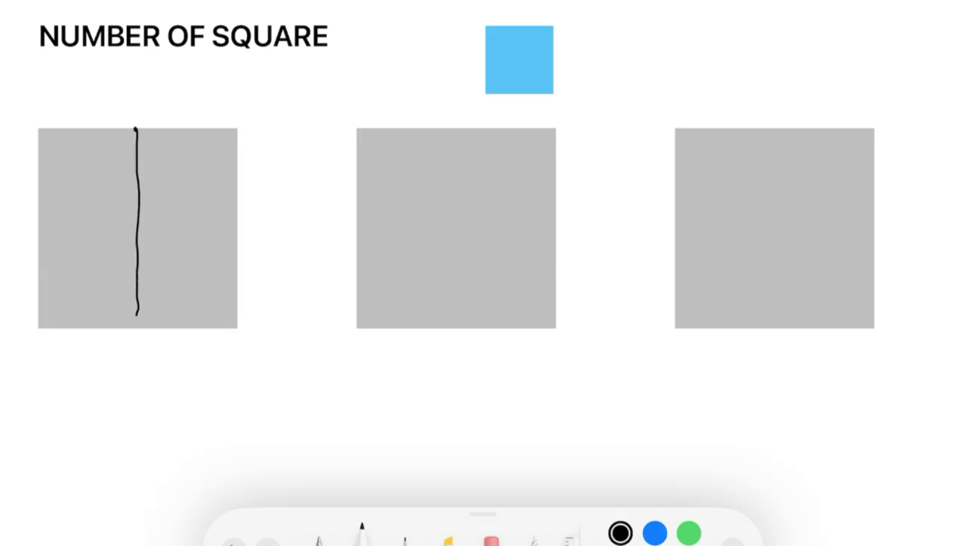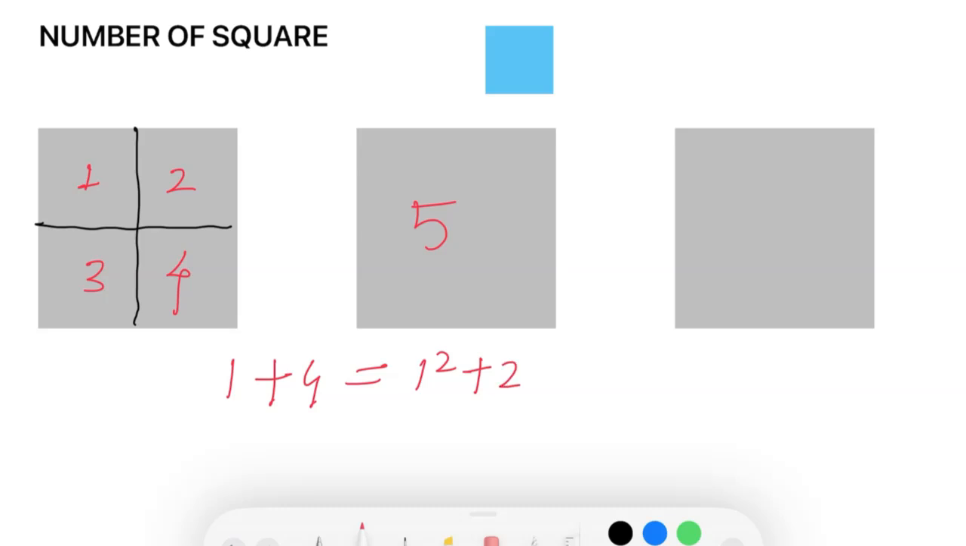We get squares when we divide it into something like this, 4 parts. So what happens in this case? We get 1, 2, 3 and 4 squares, and the 5th is the larger one. So overall how much are we getting? We are getting 1, that is the bigger one, plus 4. If I understand this, it is nothing but 1 square plus 2 square, and that becomes 5 overall. Let's apply a similar approach in another question.